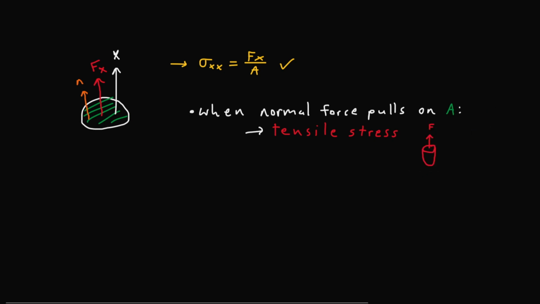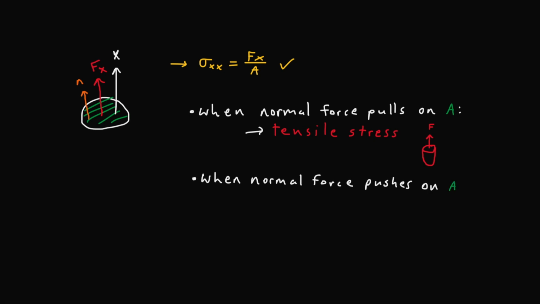So that is a tensile force with a tensile stress. And now, in contrast, whenever a normal force pushes on an area A, then we will of course have a compressive stress, which, if you recall, is the opposite of tension, since this is a force that pushes down on or compresses an area, just like so. So again, a pulling force correlates to a tensile stress, and a pushing force correlates to a compressive stress.